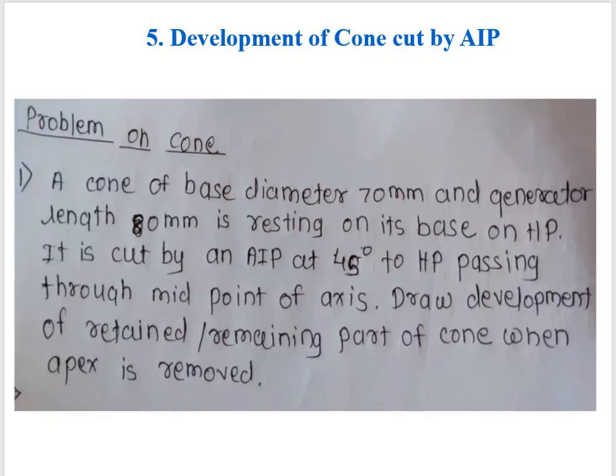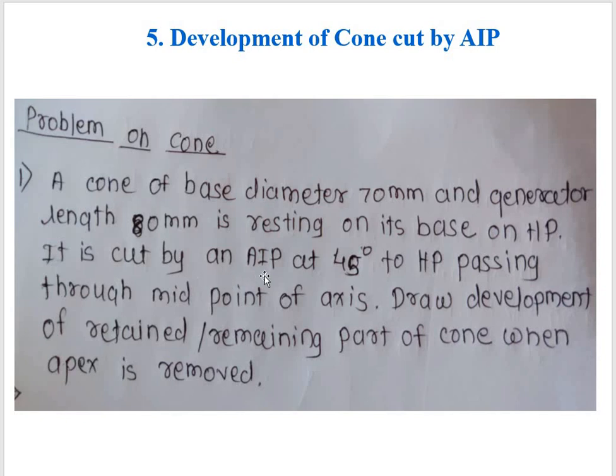Okay friends, now let's see the problems related with the cone. Development of a cone cut by an AIP. Okay, so let's start. A cone of base diameter 70 mm and generator length 80 mm is resting on its base on HP. It is cut by an AIP at 45 degrees to HP passing through the midpoint of the axis. Draw the development of the retained or remaining part of the cone when the apex is removed.